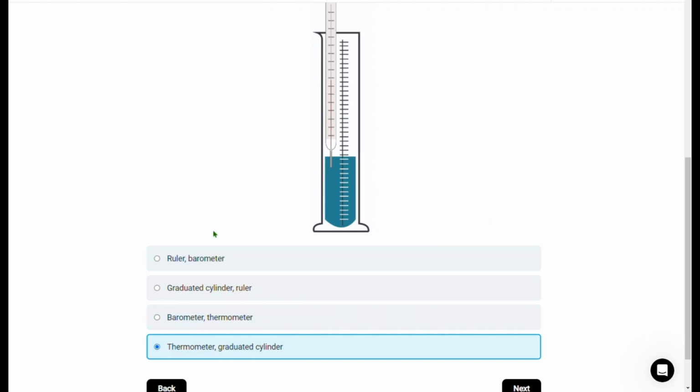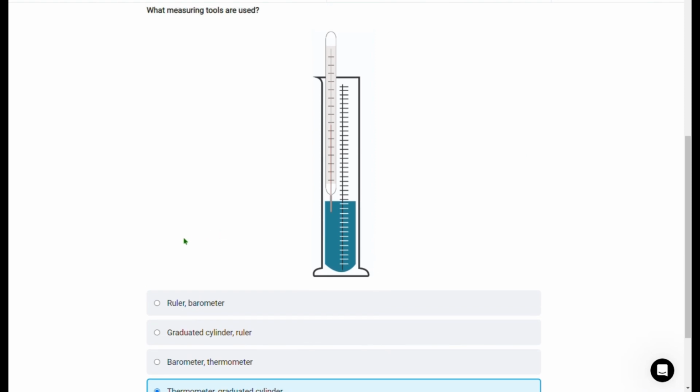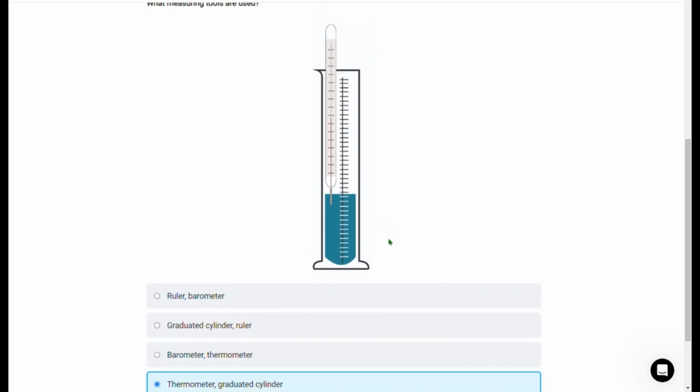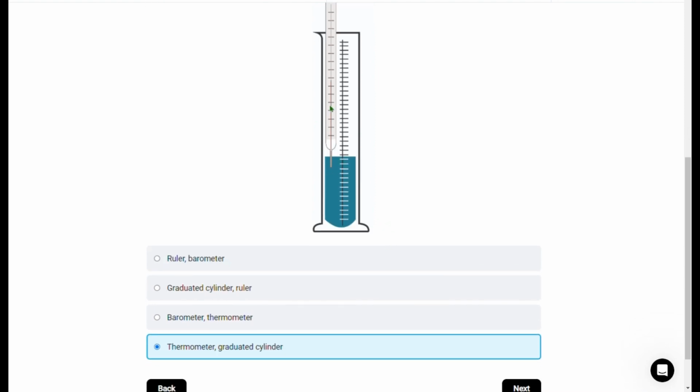To rule out the other answers, a ruler is usually used to measure length, and we are probably familiar with those, so that is not being shown here. Additionally, a barometer is usually a closed vessel that is used to measure pressure, which isn't happening here.